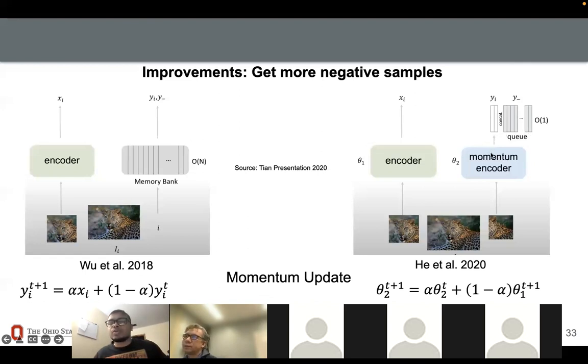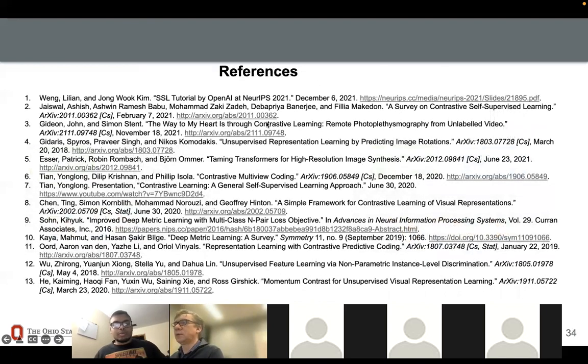If that queue size is fixed, say 4,000, or something relatively large, you dequeue the oldest one and put in the latest one after the last update. So they maintain a finite queue of old negative features, whereas in the memory bank idea, you have to keep the entire data set features. And instead of updating the features one by one, they update the entire encoder on a momentum based update. So that's all I wanted to cover.